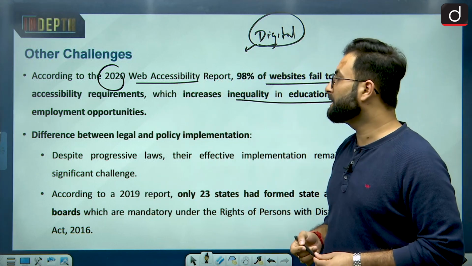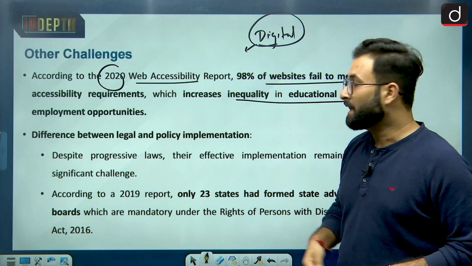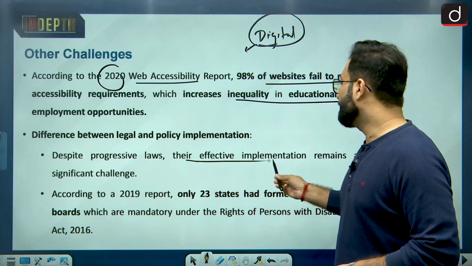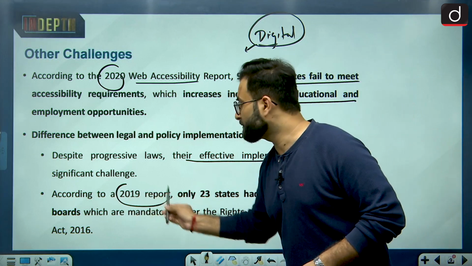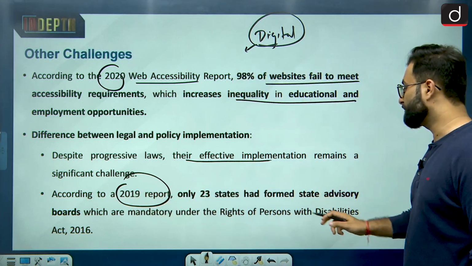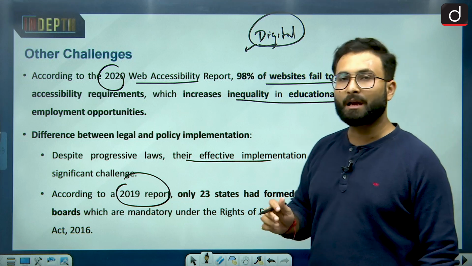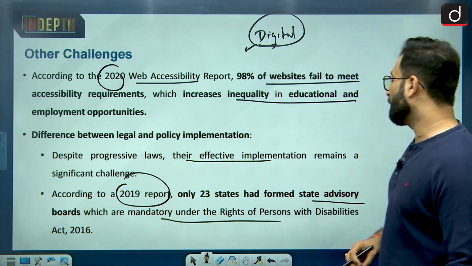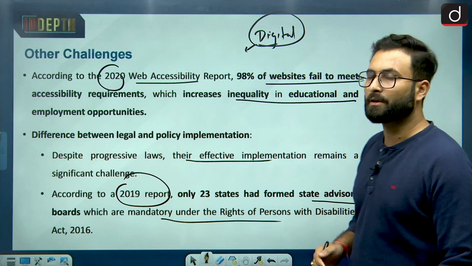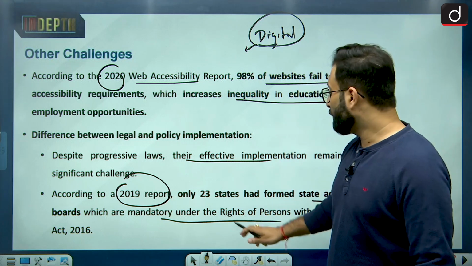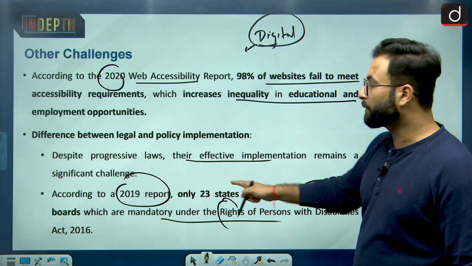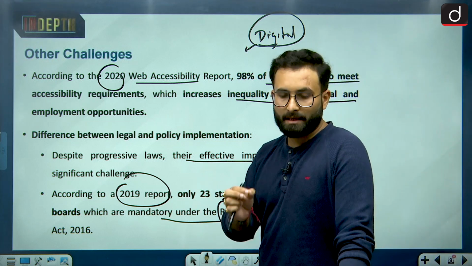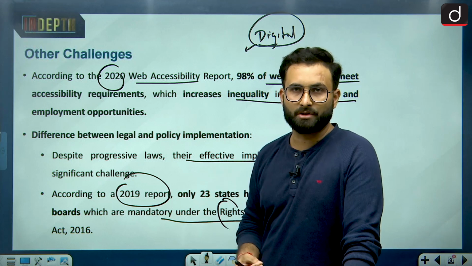Now, the difference between legal and policy implementation. Despite progressive laws, their effective implementation remains a significant challenge. As per the 2019 report, only 23 states have formed the State Advisory Board, which is mandatory under the Rights of Persons with Disabilities Act 2016. This act provides for state advisory boards, and only 23 states have it. So that means there is some kind of gap in the implementation of the law as well.